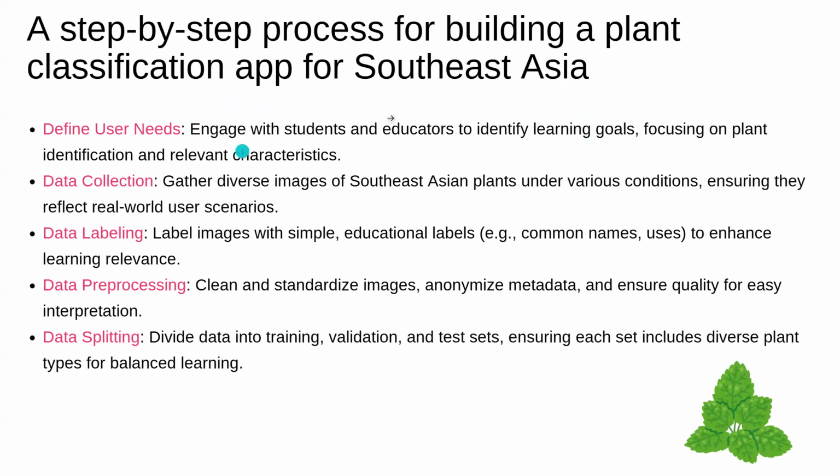Okay, so here is the step-by-step process for building a plant classification mobile app for Southeast Asia, right? To do this, what do we need to do? We need to define the user needs, right? Who are your target users? What do they need, what do they want, what are the user tasks? What do they want to achieve using your mobile application, right?